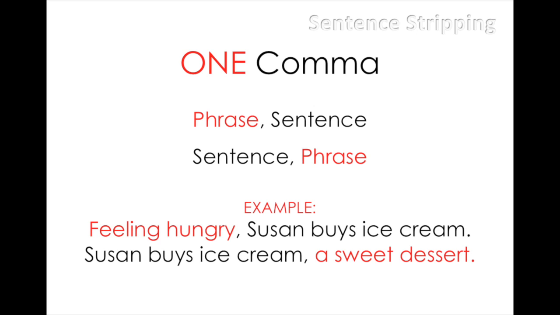These are two sentences that each contain one phrase. If you came across these sentences on a test, you would see the one comma and immediately look for the sentence and put brackets around it. The comma should help you locate the beginning or end of the sentence. Afterwards, you should lightly cross out the leftover words. In both of these sentences, the simple sentence you are left with is Susan buys ice cream.